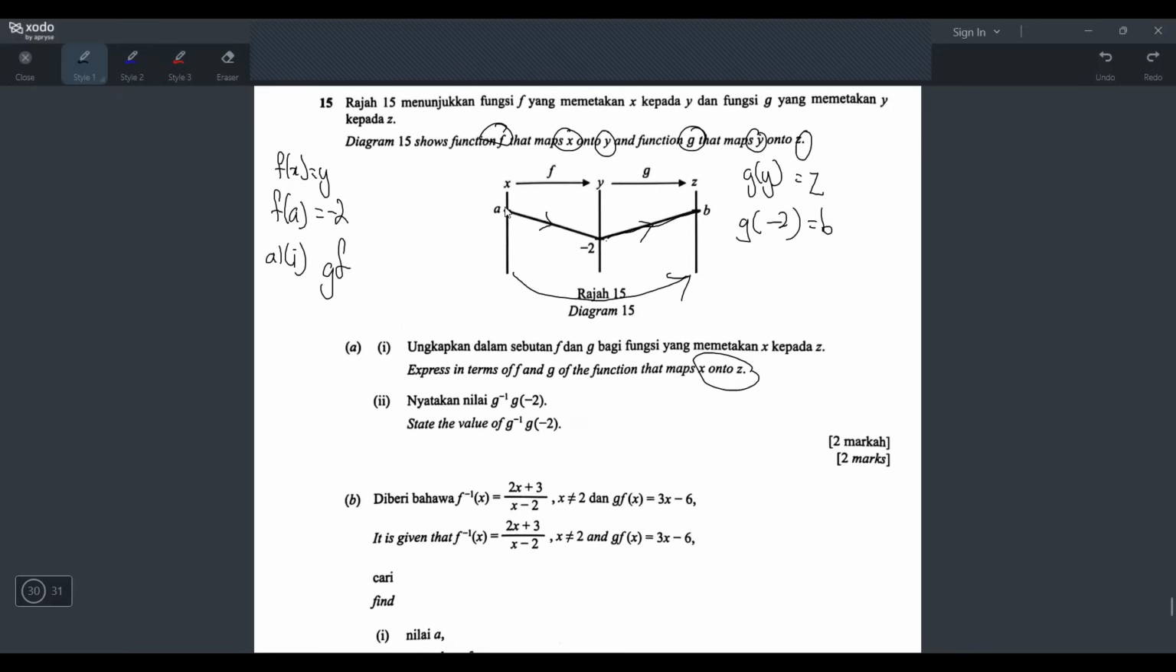Because you have to do function f first, then do function g. So, f has to be written at the back. Okay? And here, of course, is x. And when you do gf(x), it will give you z.